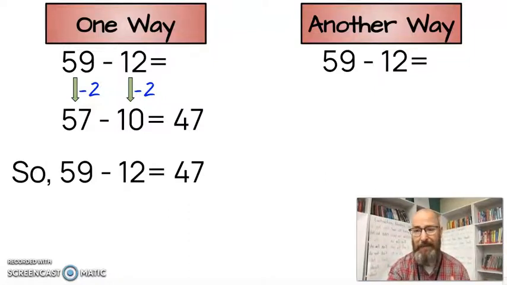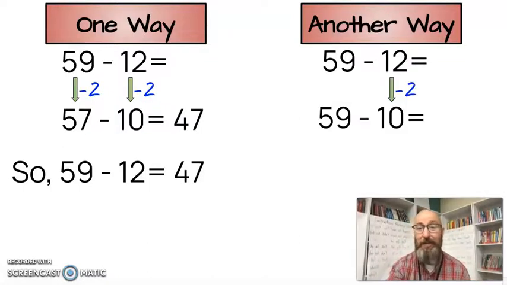Now again, think about the second way for addition. We're doing the same thing again. So I'm going to take away 2 from 12 again because I'm trying to get to a 10. And 12 is closer to 10 than 20, so I'm going to use that. So I take away 2 from 12 and get 10. Now I'm going to subtract 59 minus 10.